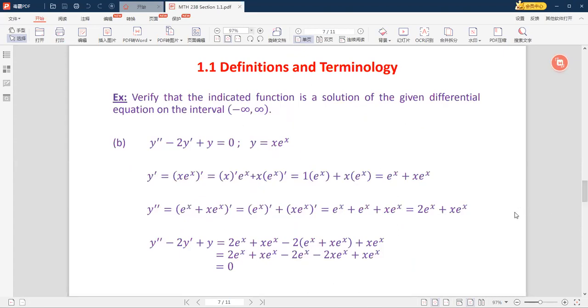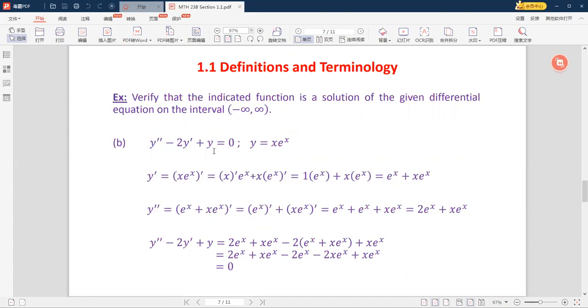So let's just do another example. This time we need to verify another differential equation with some other function. Verify that the indicated function is a solution of the given differential equation on the interval from negative infinity to positive infinity. Again, we get the same kind of problem. This interval means the solution is valid for all values of x, but you don't have to worry about that too much at this point.